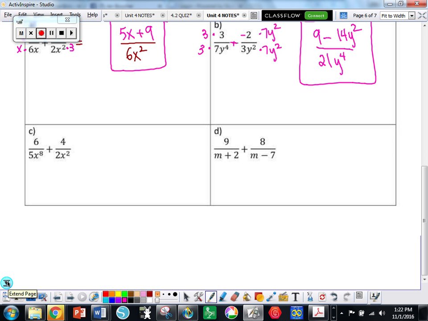Part C. Oh no. Part C, common denominator?